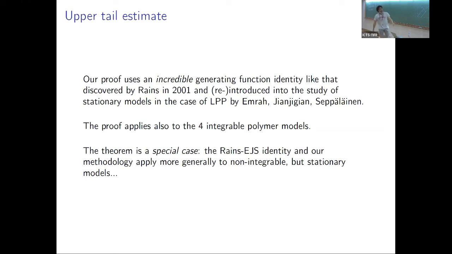So here's again what I said. The proof uses this identity by Rains, or the O'Connell-Yor version of this identity by Rains, and importantly, this simplified proof by Emrah, Janjigian, and Seppäläinen. And the proof I'm going to give you also applies to the four integrable polymer models with a tiny modification. And this theorem is actually a special case. We'll see that this theorem is a special case of a more general theorem about KPZ behavior or fluctuations for interacting diffusions that include the O'Connell-Yor case, but that are not restricted to it, and that include many models that are actually not integrable. The only thing we know about these models is we're able to compute the stationary measure.